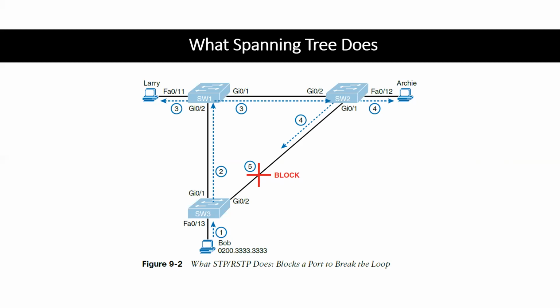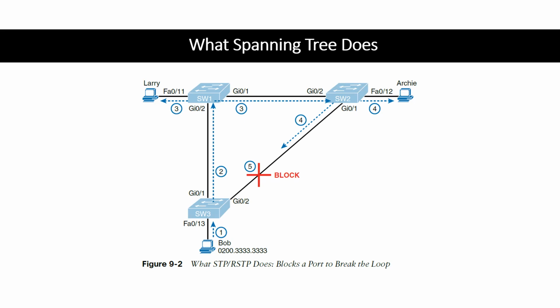Each non-root switch considers one of its ports to have the least administrative cost between itself and the root switch. That cost is going to be called the root cost, and that's why that port will be called the root port. The spanning tree algorithm is looking for the least cost to the root to be able to call that port the root port. And that root port will be in a forwarding state.